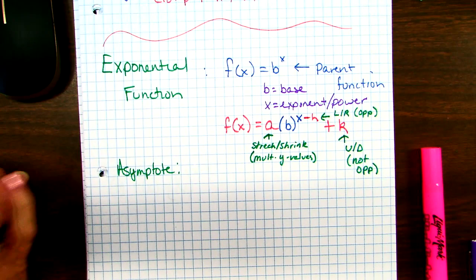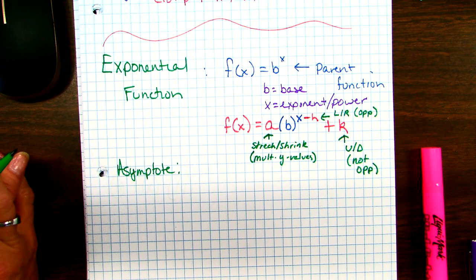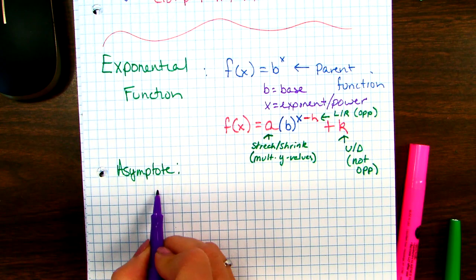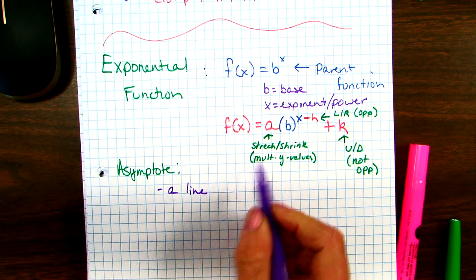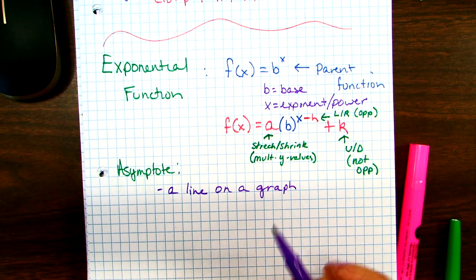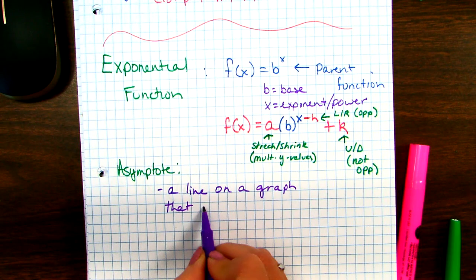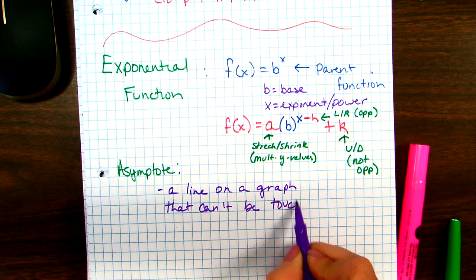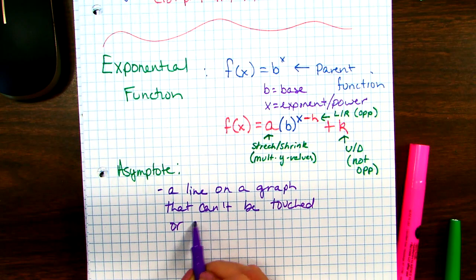Here's a fun new word. I don't think we've talked about asymptotes in here. Does anybody remember if I talked about asymptotes? Asymptote. It's a really weird word with a p in the middle that's silent. Let me give you the definition, and then I'll explain it to you in English. It is a line on a graph that can't be touched or crossed.